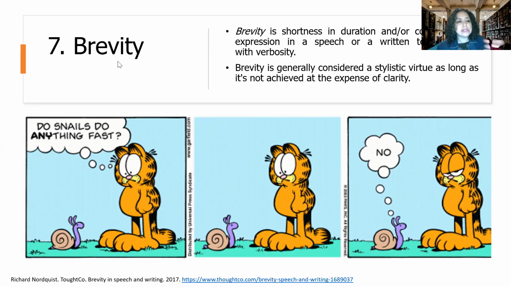I included this example, the question that Garfield says: do snails do anything fast? The question was with brevity, a very clear question. He waits for the answer, and the answer from the snail goes, no. It was a clear message. Okay, so it's normally recommended to not use verbosity. What we call in Spanish, es muy verbero.